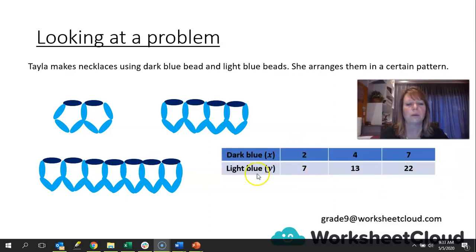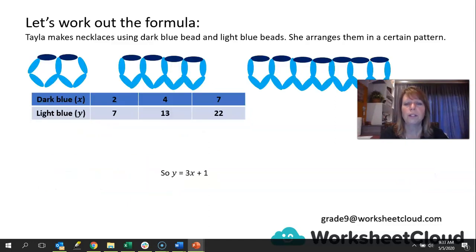There's your table. Dark blue beads would be X, your X value. The light blue beads, your Y value. With 2 dark blue beads we have 7 light blue beads. With 4 dark blue beads we have 13 light blue beads, and with 7 dark blue beads we have 22 light blue beads. So what we would do next, let's have a look.